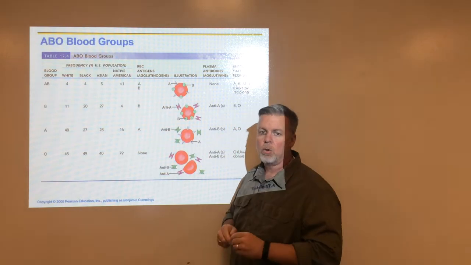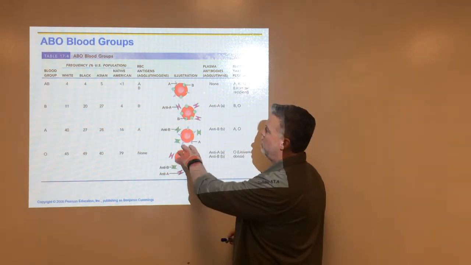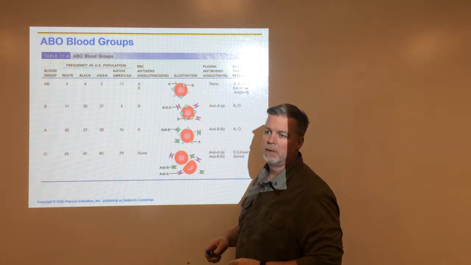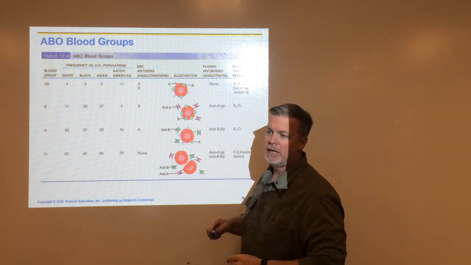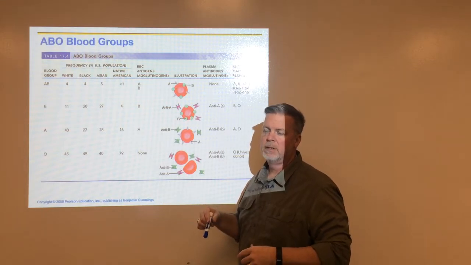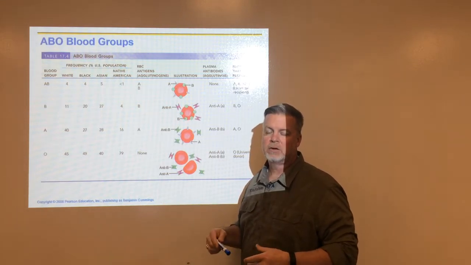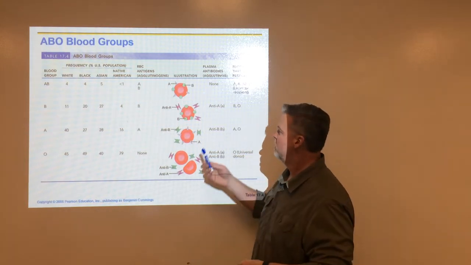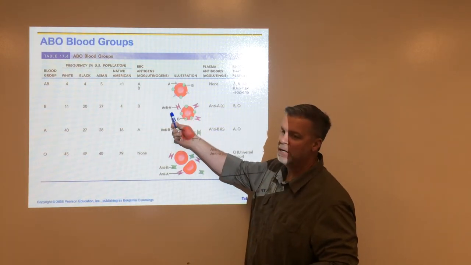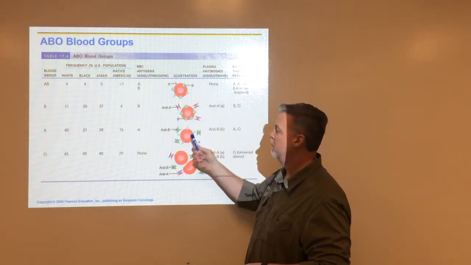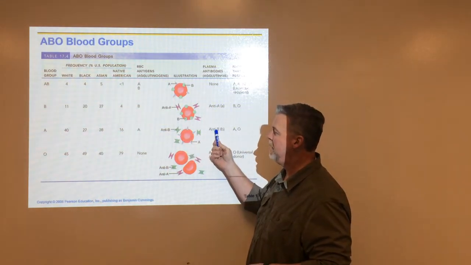Now, along with these surface proteins, you also have antibodies in the blood plasma. The antibodies are either going to be anti-A or anti-B antibodies. So you can see up here, this is my B-type blood. It has anti-A antibodies. My A blood has anti-B antibodies.